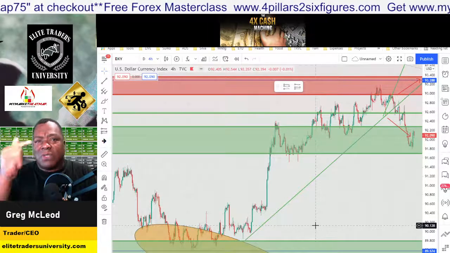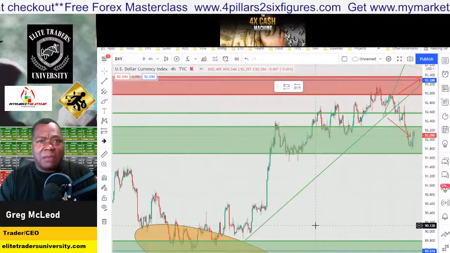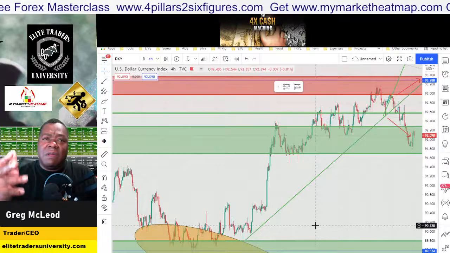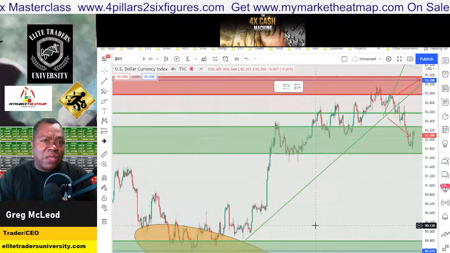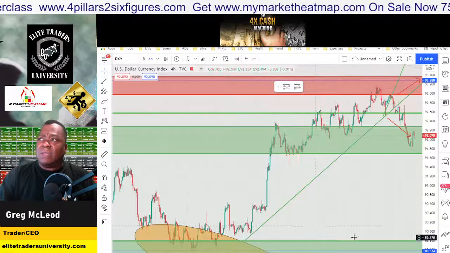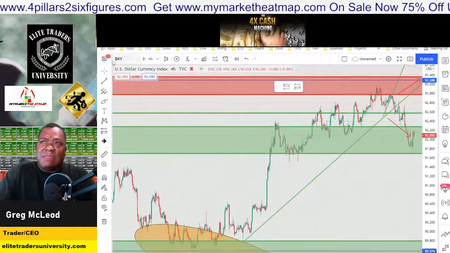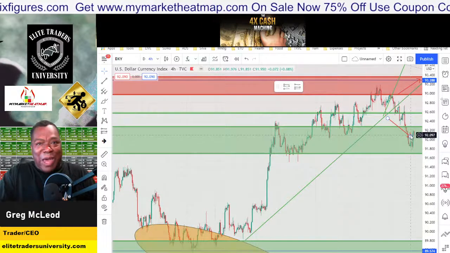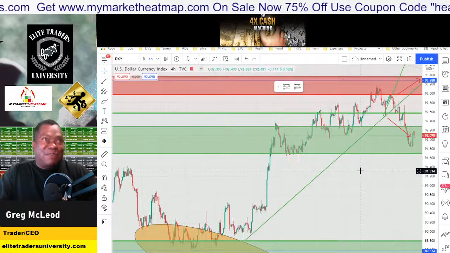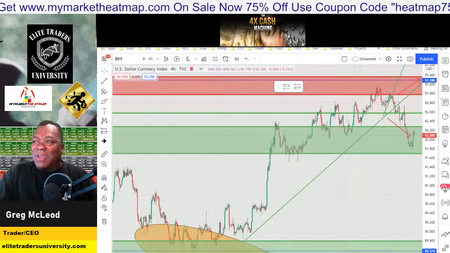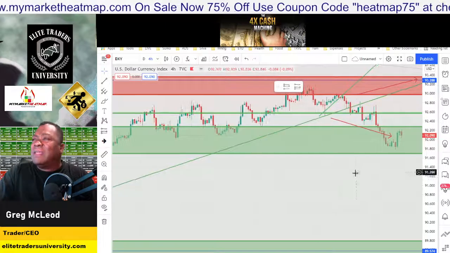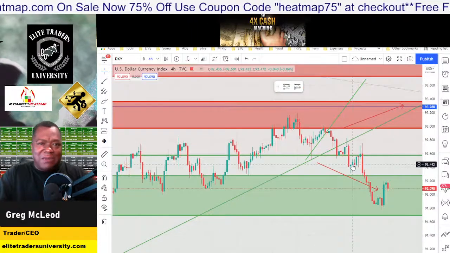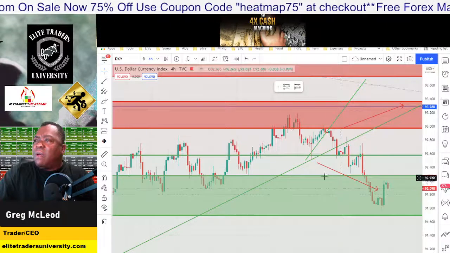The euro versus the dollar, the pound versus the dollar, the dollar versus the CAD, the New Zealand dollar versus the dollar, the Australian dollar versus the dollar, right? So if you understand that, if the dollar index is going down, all those other currencies are going to be going up. It's like you get seven for the price of one. It's almost like one of those Kmart sales: buy one, get one free. You buy the dollar and you get the other six currencies for free.